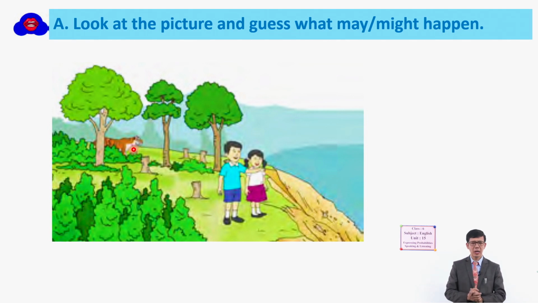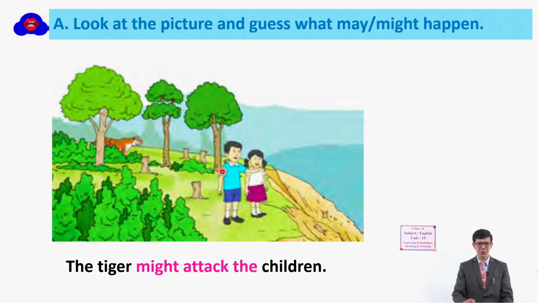Very good. Okay, so you can simply guess, right? What may or might happen. You have already guessed, right? So the tiger might attack the children, right? You can see. Look at them, right? So look, the tiger is here. So the possibility is the tiger might attack the children. Good. This is how, all right, you can simply make a possible guess.